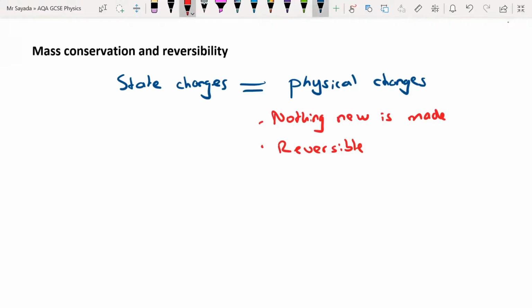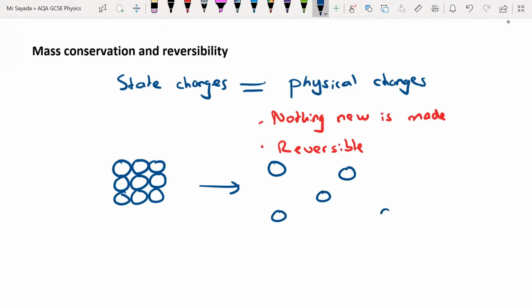And the reason for this is when you have a state change, all you're doing is changing the arrangement of the particles. If this is a solid and I change it to a liquid and then to a gas, I've still got exactly the same particles, just the arrangement is different, the forces between the particles are different, and the kinetic energy of the particles is different. But the particles are the same particles. So when you do a state change, you don't change the particles themselves. You just change the arrangement, the motion, and the forces between the particles.